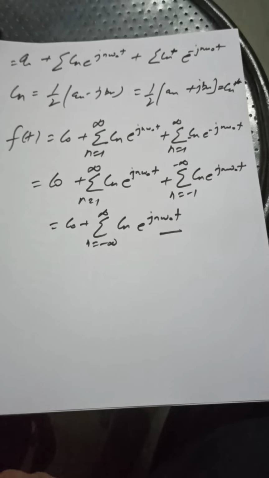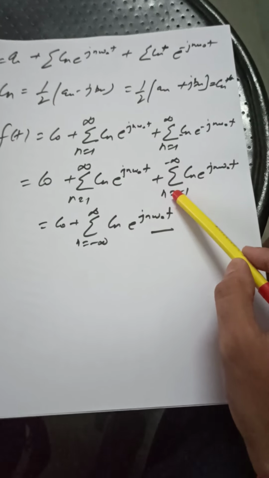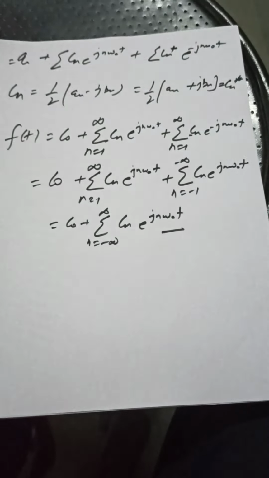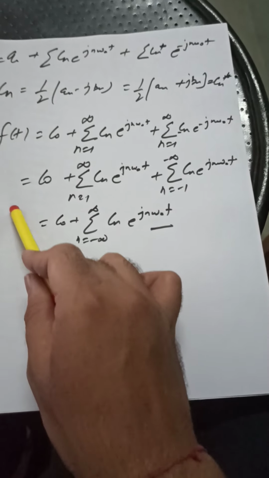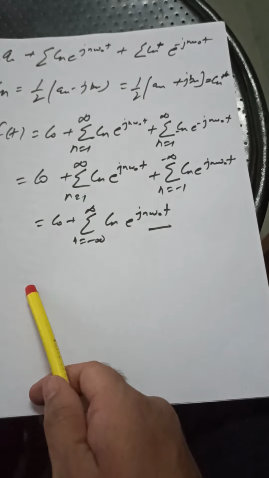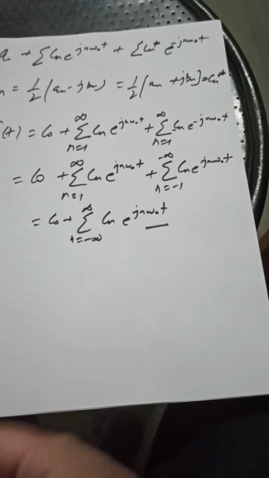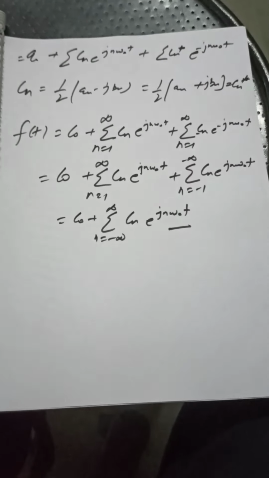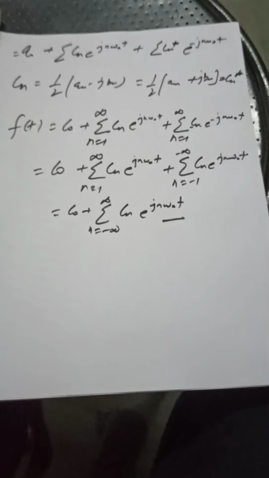Now nothing more is left to speak, because you can see that if we move n from minus 1 to minus infinity, then this whole term becomes Cn e to the power j n omega naught t. Now these two terms can be combined and the summation becomes c naught plus summation n varying from minus infinity to infinity Cn e to the power j n omega naught t. So this is how we have deduced the exponential Fourier series from the trigonometric Fourier series. Thank you.